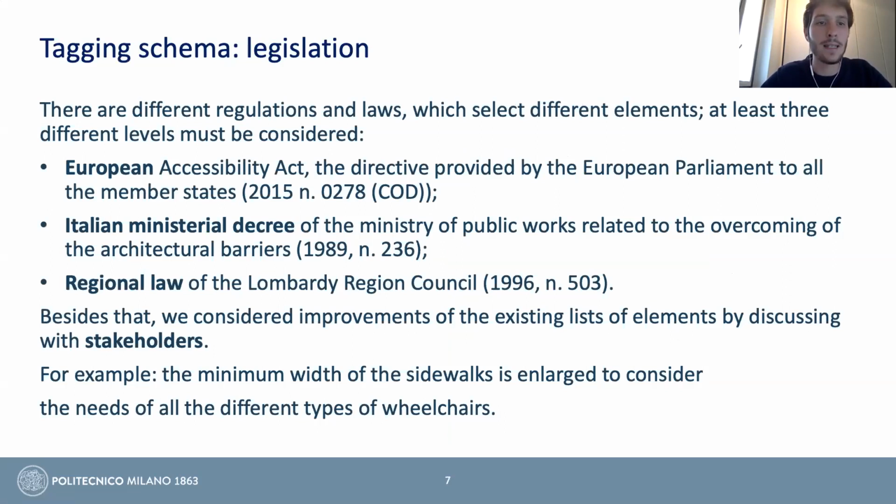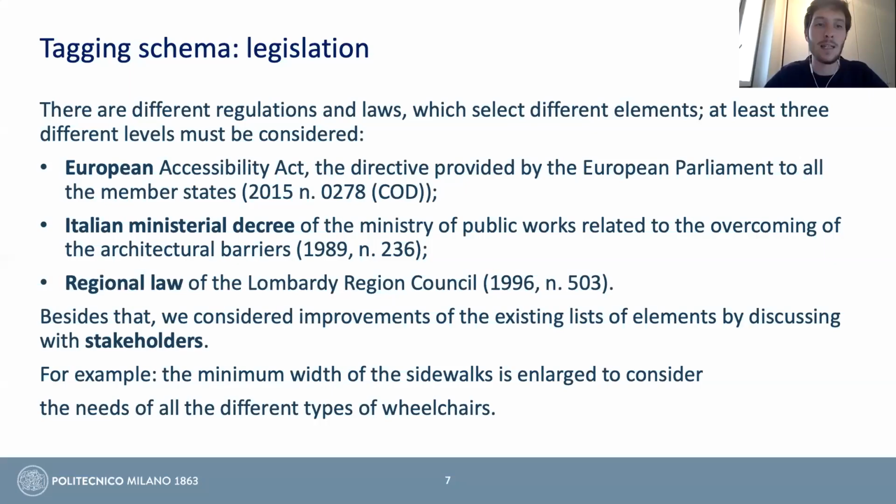We start the analysis of the legislation, and in particular what is identified by the law as barriers. Since the project is in Italy, in particular in the city of Milano, which is in the Lombardy region, we found three different levels of legislation that are available: the European level, the Italian level, and then the regional level of the Lombardy region. The European Accessibility Act is a European law.